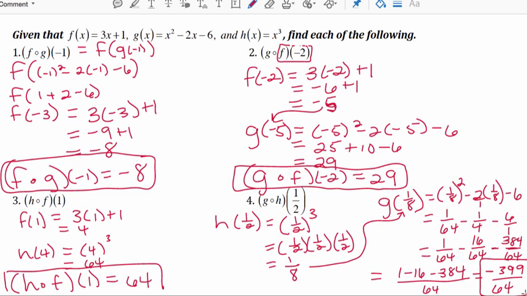Do not get two separate answers in each problem. It's just whatever is that last calculation is your answer.